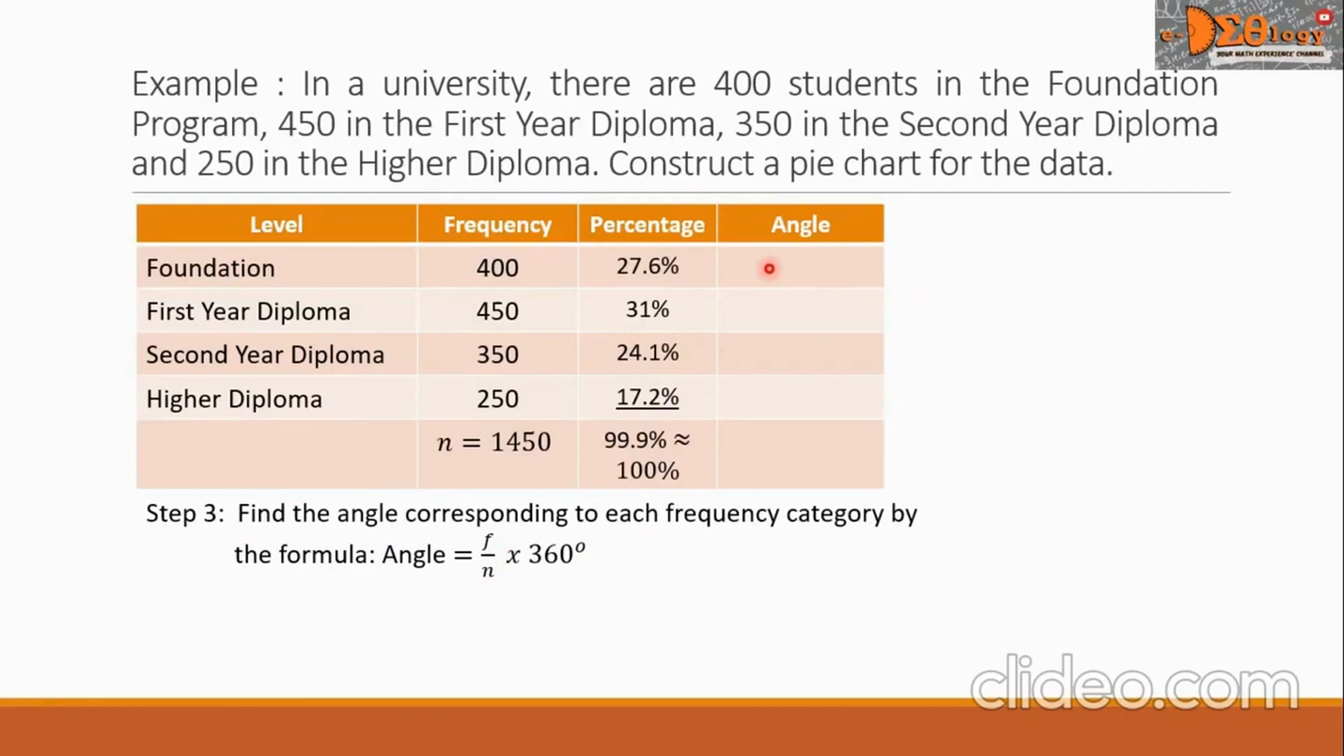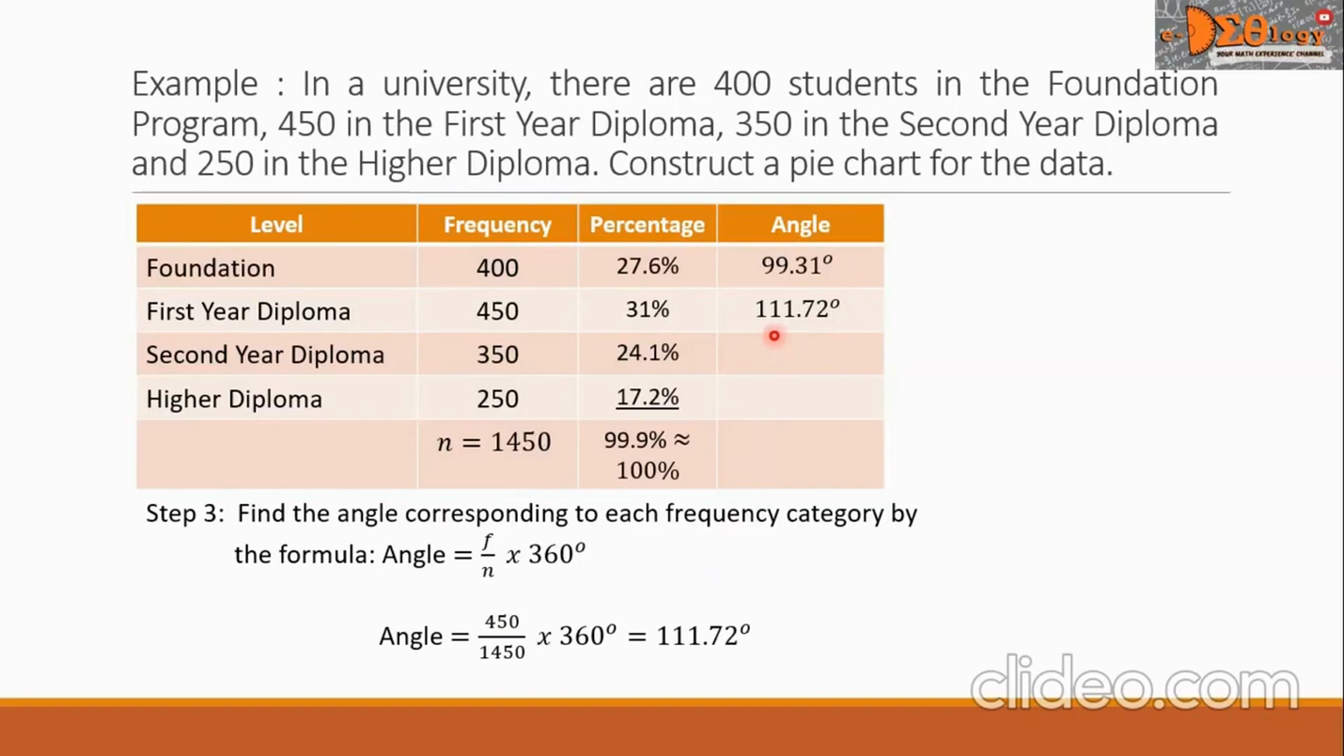Let's begin with the first blank here. It means, again, I'm going to use the frequency value and then divide by the n, 1450, times 360 degrees. This is equal to 99.31 degrees. This value we will copy on this blank. So we have now this 99.31 degrees. Next, for this blank, we will follow the same formula.